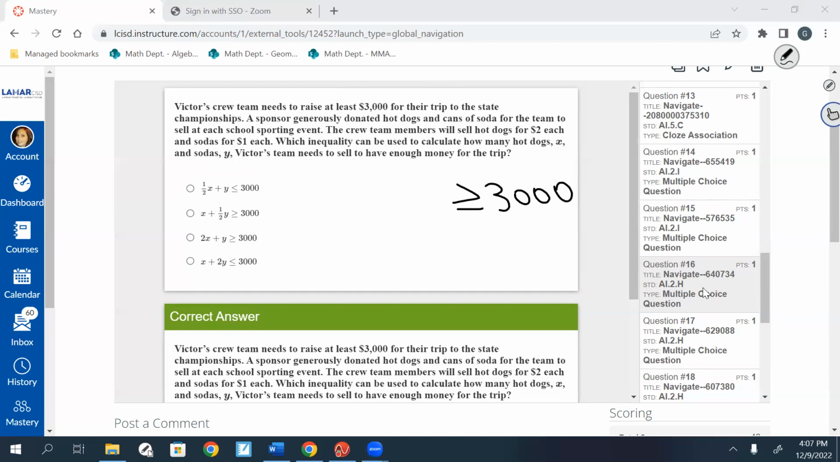event. The crew team members will sell hot dogs for $2 each and sodas for $1 each, which inequality can be used to calculate how many hot dogs X and sodas Y Victor's team needs to sell to have enough money for their trip. So we said the amount that they're going to sell has to be greater than or equal to 3,000 because we need at least 3,000. So now hot dogs, they're $2 and we're using X, so 2X. And they're also selling sodas, and the sodas are $1 and they're going for Y, so 1Y. So there we go. So 2X plus 1Y is greater than or equal to 3,000.